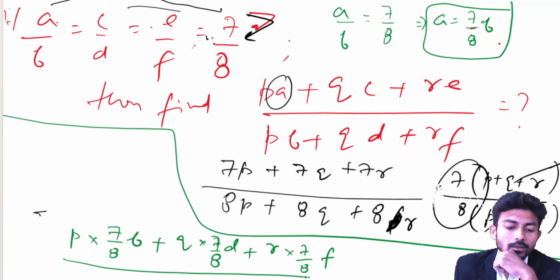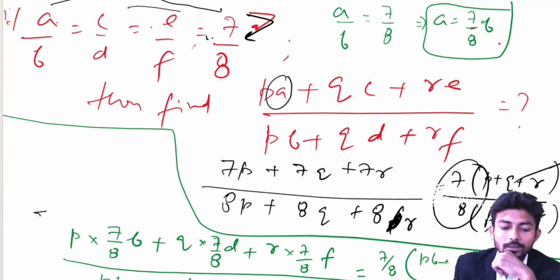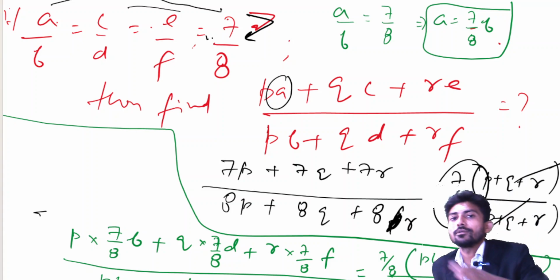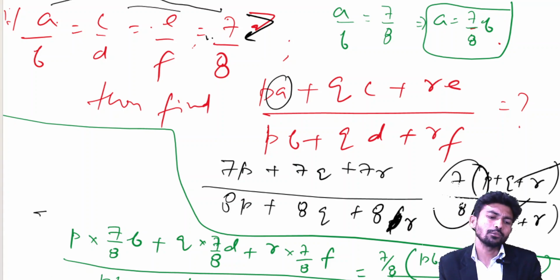Now in the denominator, we will have data like this only: PB plus QD plus RF. Now in the numerator, 7 by 8 will be taken out common, so I'll be writing PB plus QD plus RF. And the same kind of data is in the denominator, so that will be PB plus QD plus RF. So this will get cancelled. Ultimately, we are left with 7 by 8 only. So this is the conventional method. We don't need to go longer for this problem.